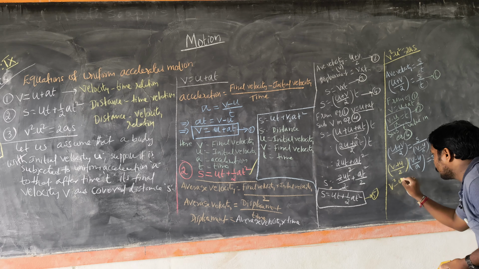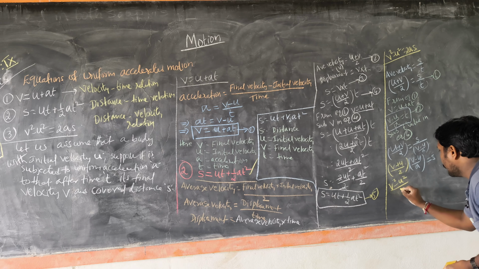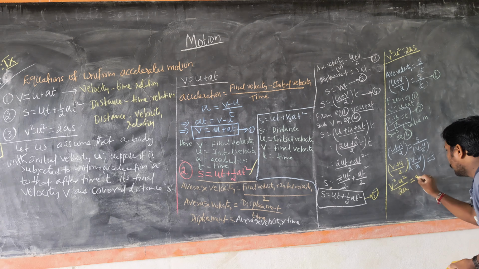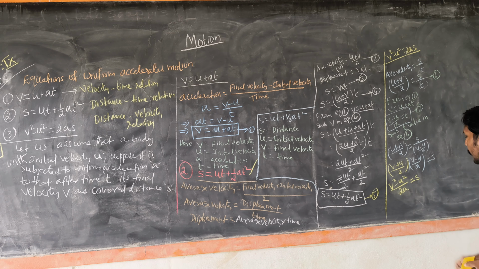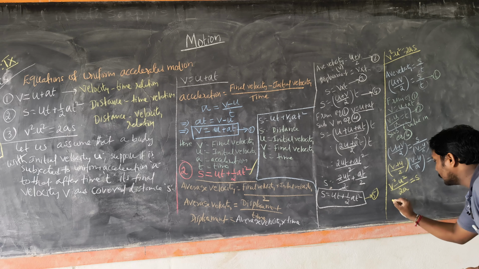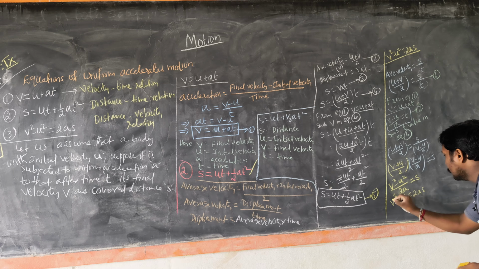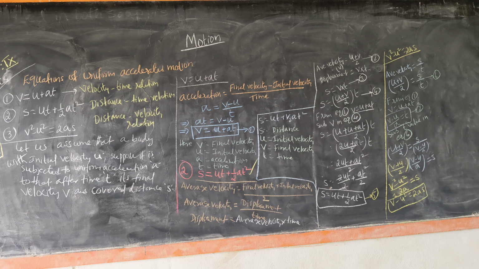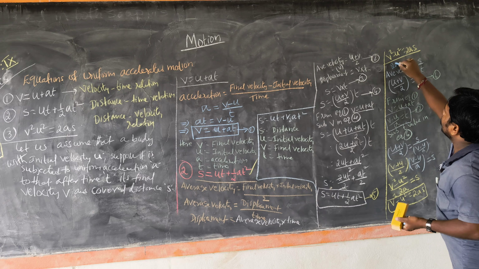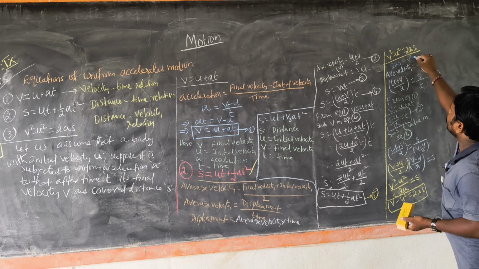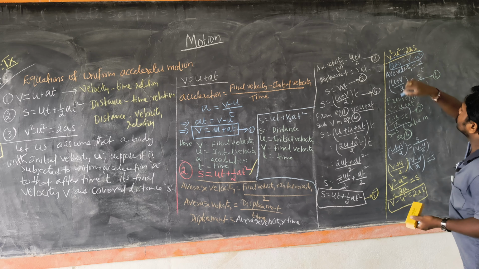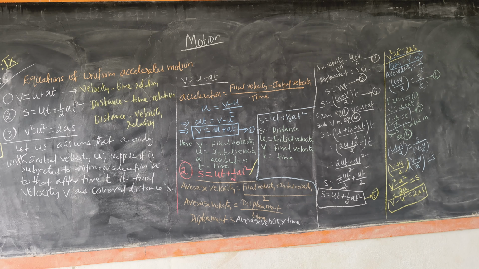We can write v square minus u square by 2a equal to s. So multiply this, that means send this to the other side. v square minus u square is equal to 2as, or we can write 2as is equal to v square minus u square. No problem.